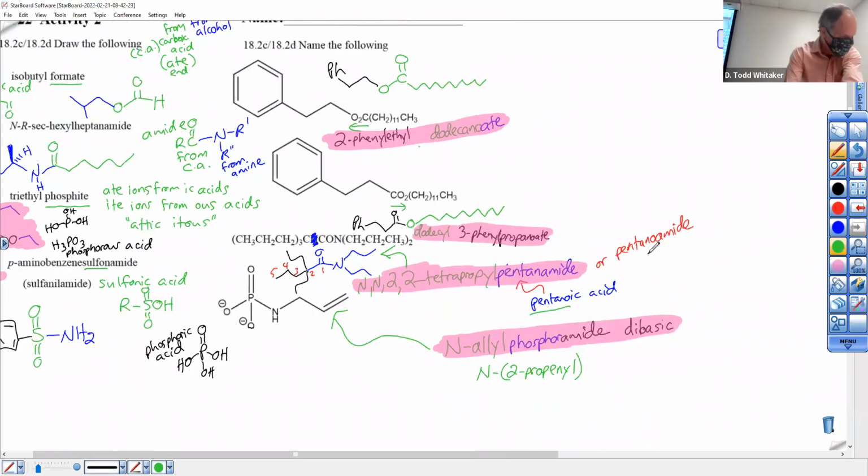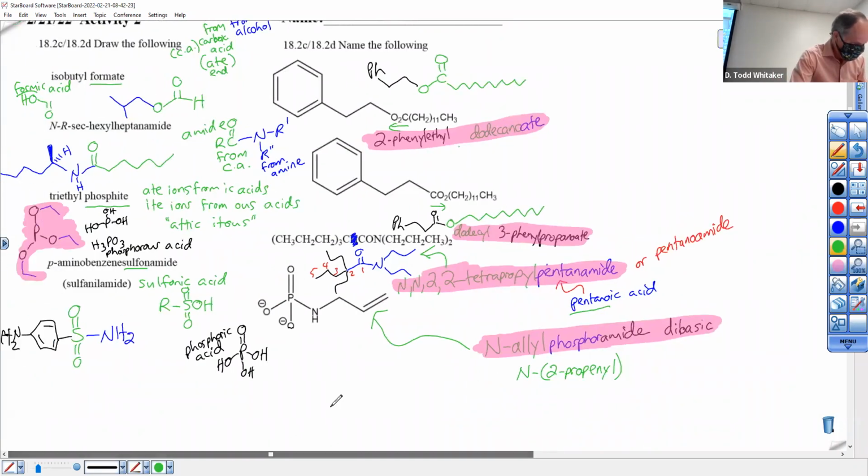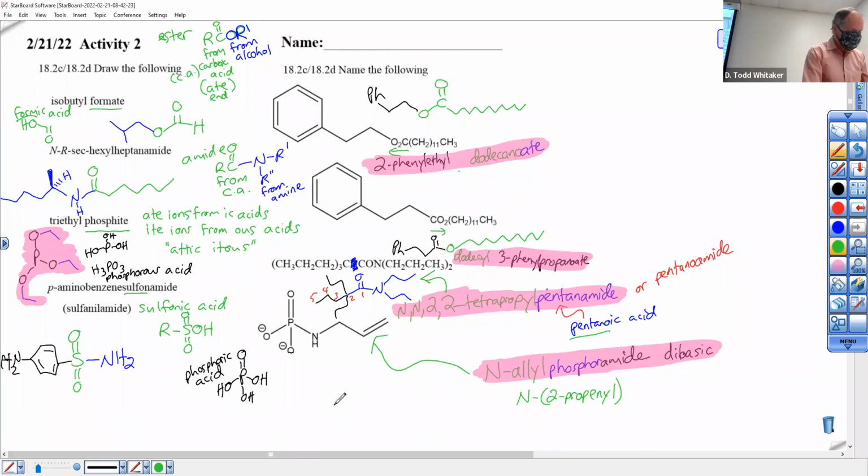Here's the big picture. Moving along. Okay. Next activity after a break.